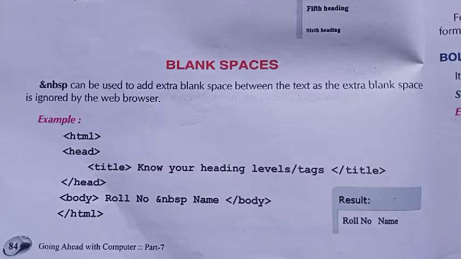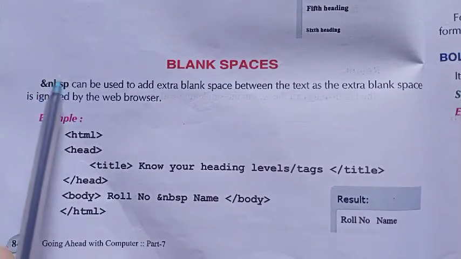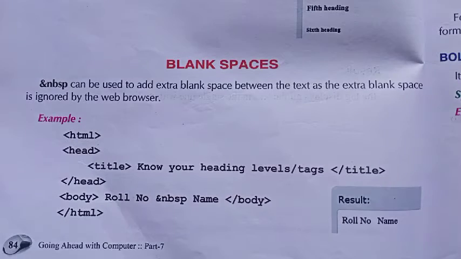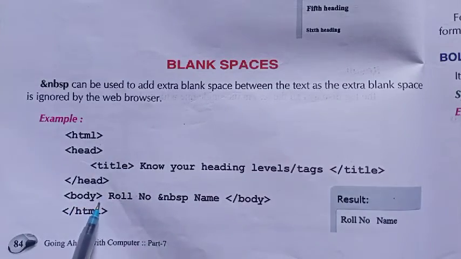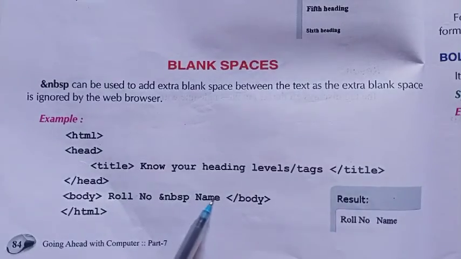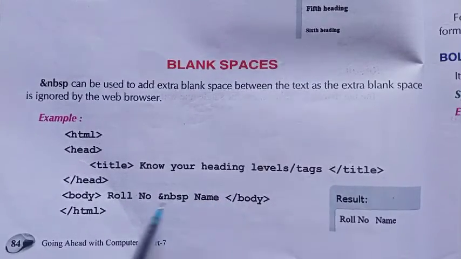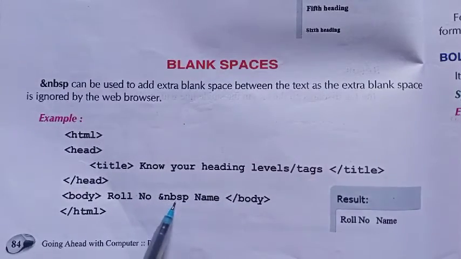So to give more than one space, we require a special type of tag in HTML, and these tags are known as &nbsp;. This &nbsp; is used to add extra blank space between the text. To understand this, let us look at this example. As usual, head, HTML, everything is written, and in the body we have written roll number and &nbsp;, and then the name, and the body is closed. So you see between the roll number and name we have given &nbsp;.